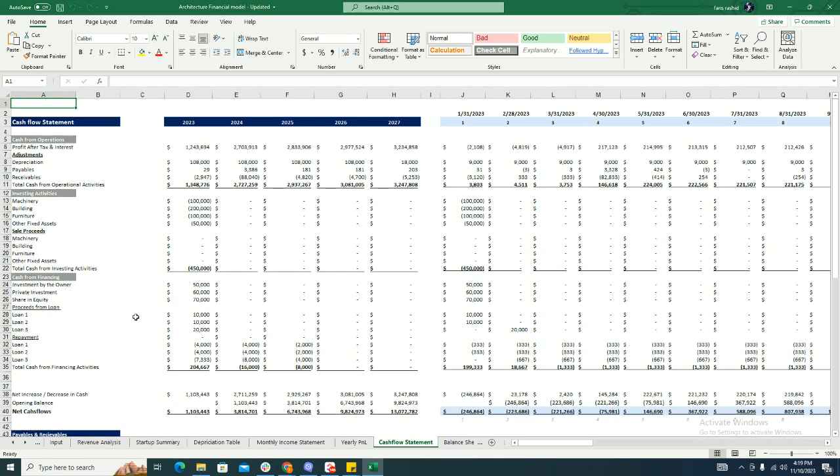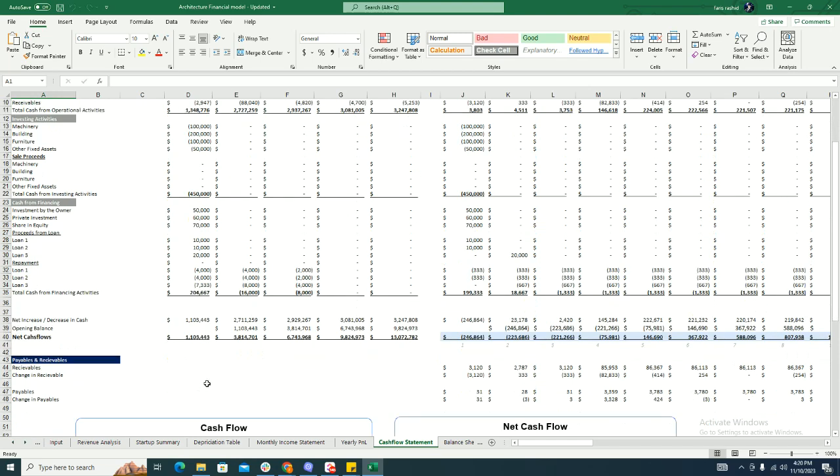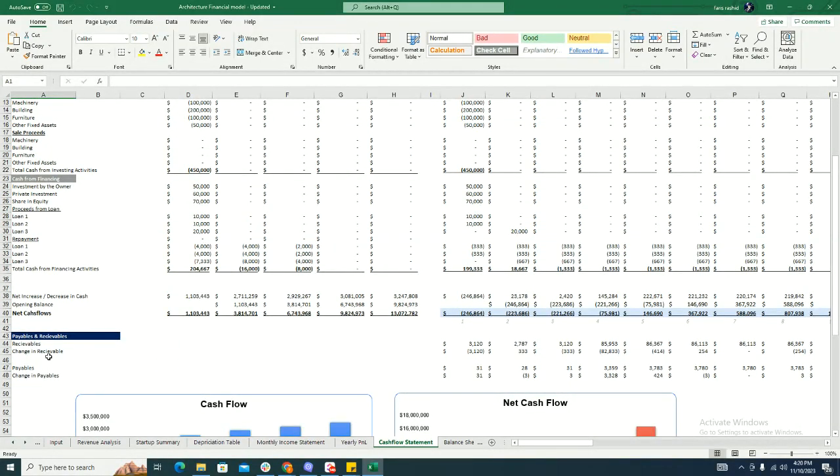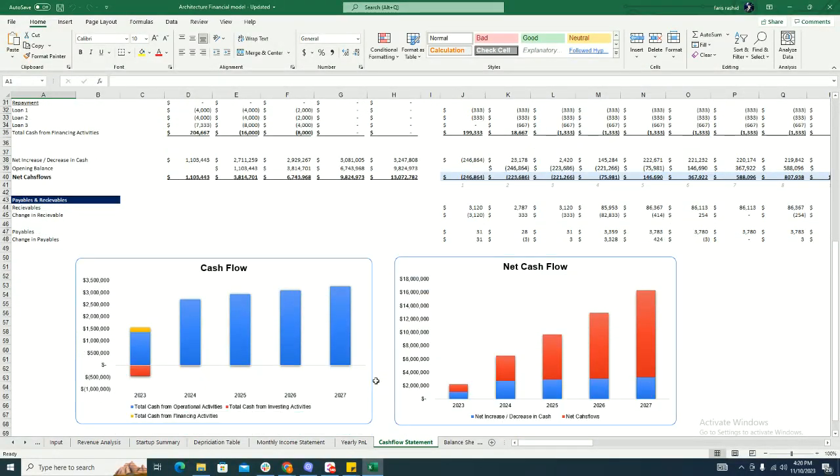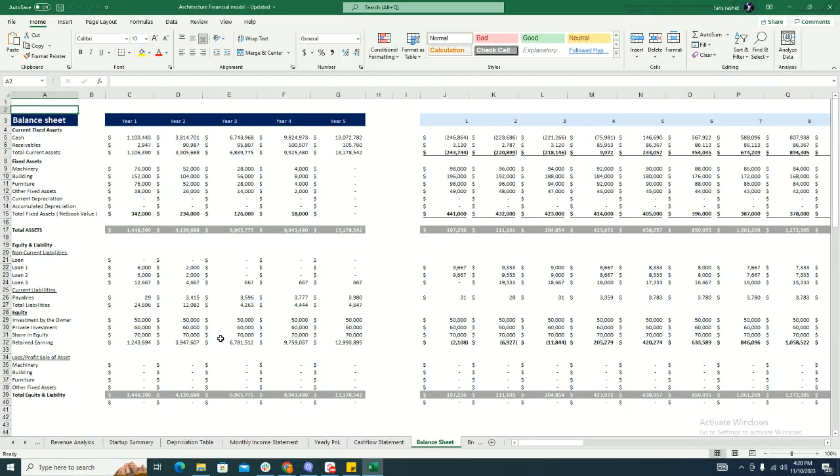Then comes the cash flow statement. The cash flow statement basically tells you about the cash inflows and outflows of the business from its operating, investing, and financing activities. As you can see over here, these are being labeled. It also gives you a bit of calculation on the payables and receivables of the business, and shows this information in graphical context as well. Then comes the balance sheet. The balance sheet basically gives you the total assets compared to the company's total equity and liability.